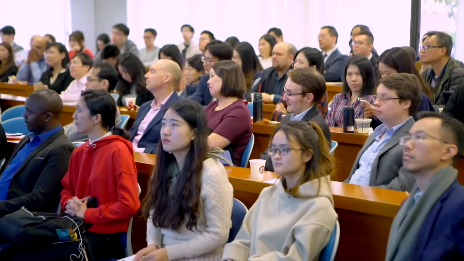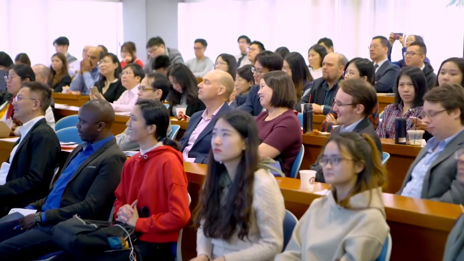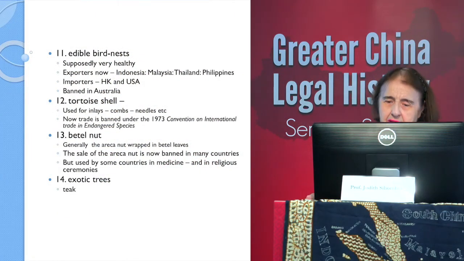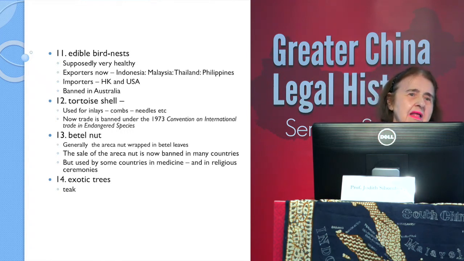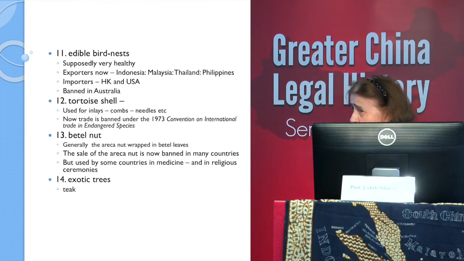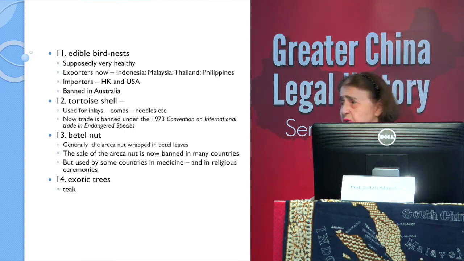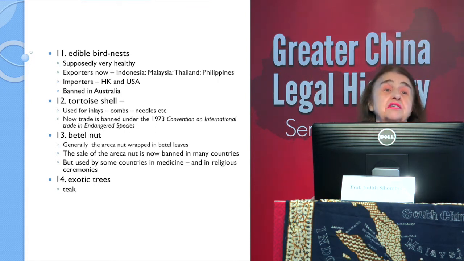I don't like those. Supposedly healthy, banned now in Australia. Tortoise shell, now banned. 1973 convention. Betel nut. Now, this one's used in Southeast Asia, particularly in India, and people's gums and what have you. Disgusting, the colour and it dribbling everywhere. It's banned now in many countries. It's not good for you. And exotic trees, the beautiful teaks of Indonesia up to China.